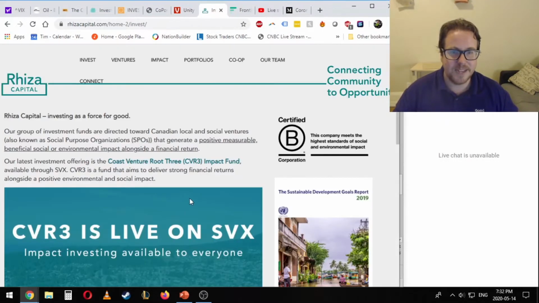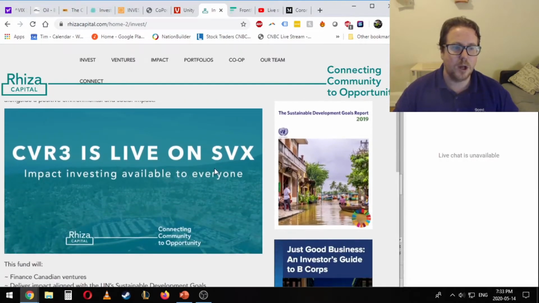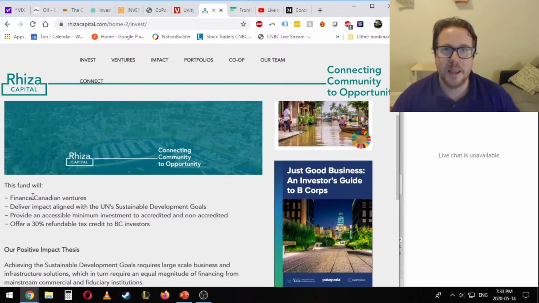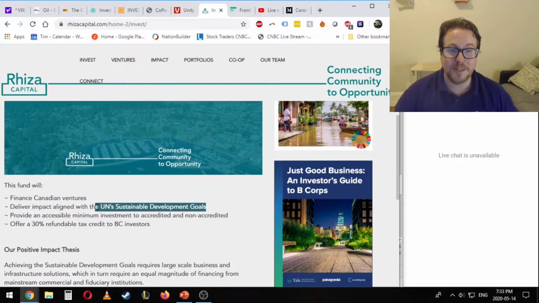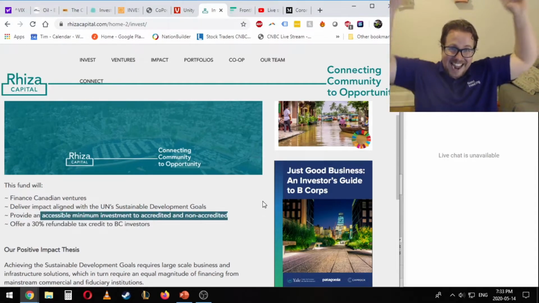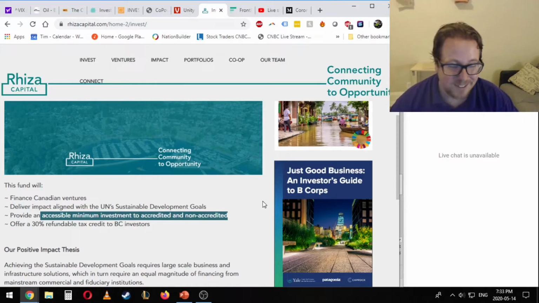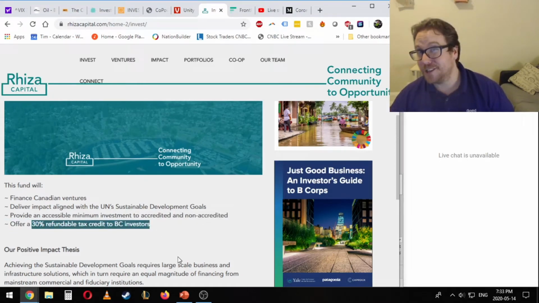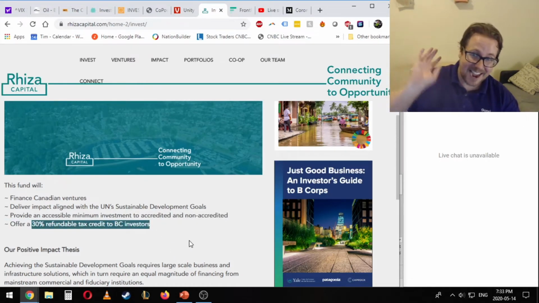Oh, it wants me to log into SVX to see the fund. So this is going to be a product that is available on SVX, the Social Venture Exchange. So again, maybe we can have them on the show to tell us a little bit more about it. But this is almost like private equity, venture capital. They're going to be investing in Canadian companies, delivering the impact aligned with the UN Sustainable Development Goals, which we love. They provide an accessible minimum investment to accredited and non-accredited investors, so you don't have to be a millionaire. This would be available for us. And hey, if you happen to be in BC, you're going to get a 30% refundable tax credit, which to me is just like icing on the cake.